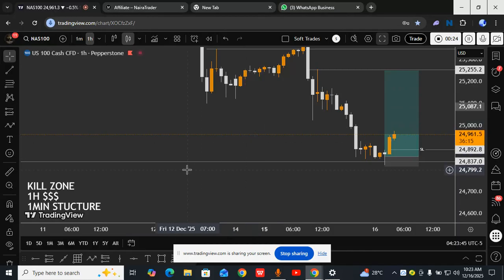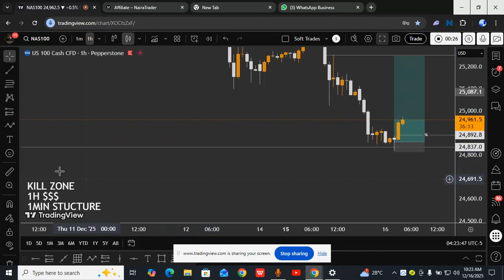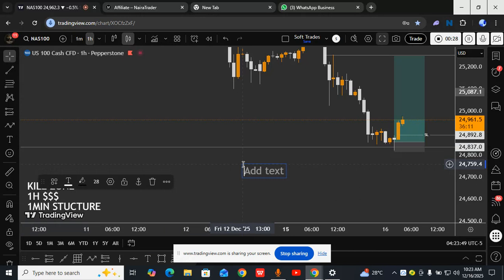Now, basically, there are two types of trade that I take. There's the one I call the structural, right? Then I also have the reversal trade.